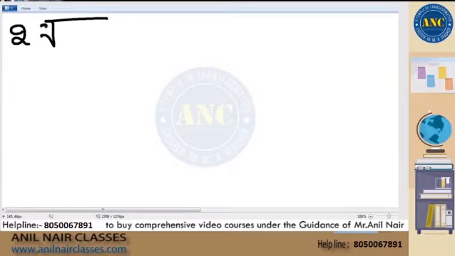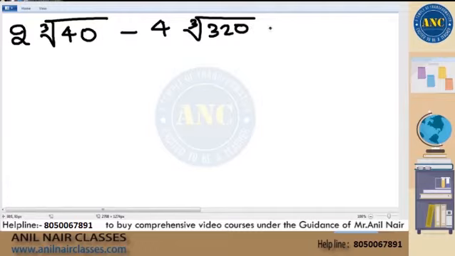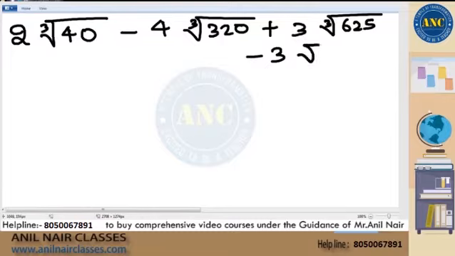2 into cube root of 40, 4 into cube root of 320, plus 3 into cube root of 625, minus 3 into cube root of 5. This value I need to find. Very easy, sir. Because it is a cube root, try to write the perfect cube value inside the cube root.